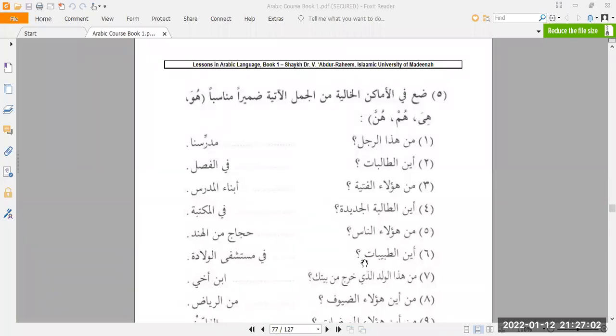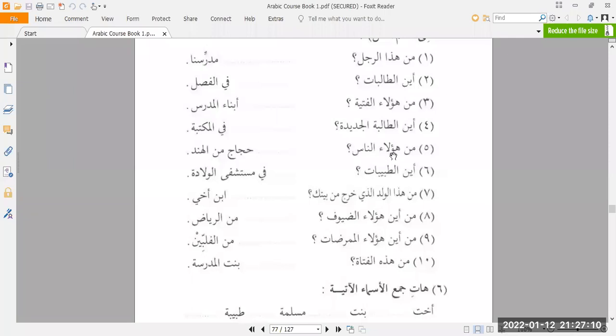Number 6: aina tabibatu. Nasu is masculine, yes. Okay, anyway, number 6: aina tabibatu. Where are the female doctors? Tabibatun, so plural form. Aina tabibatu. Where are the female doctors? And the reply given is something fi mustashfa al-wiladati. So the pronoun which is missing over here is hunna, that's correct. Hunna fi mustashfa al-wiladati. They are in the maternity hospital.